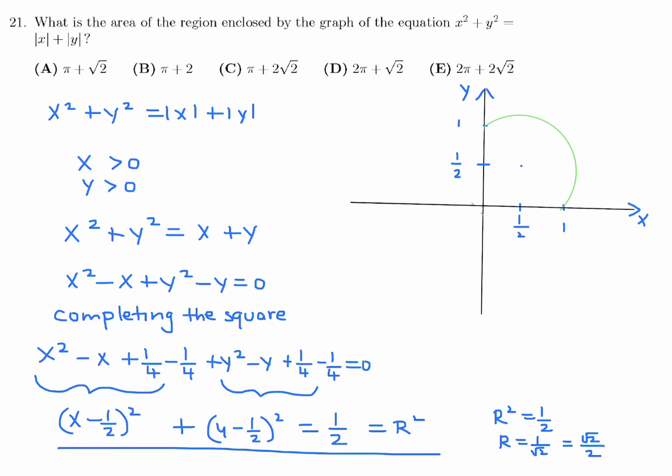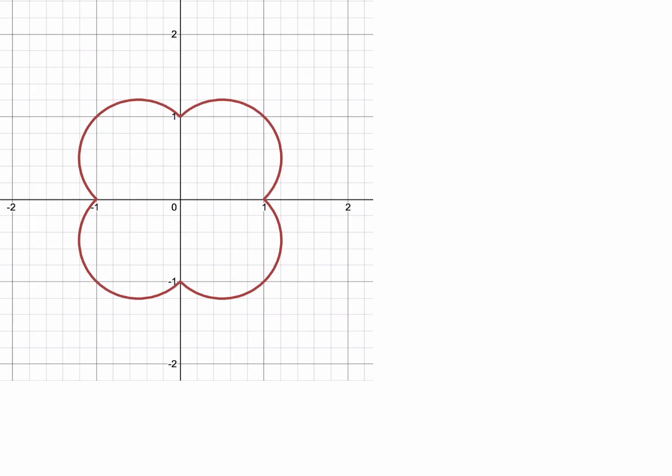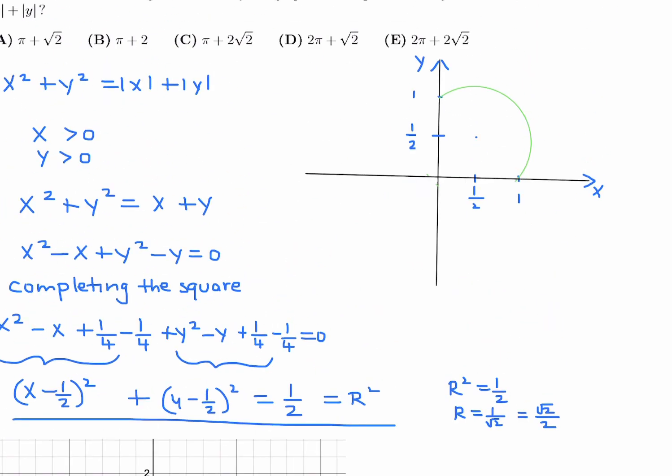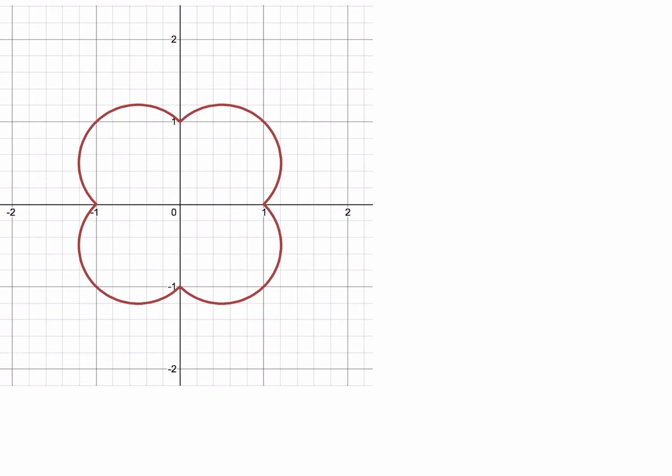All right, well, when you do the exact same thing in all the other quadrants, you get the following shape. And as you can see, just as before, quadrant 1 is pretty much a part of a circle, but then all the other quadrants are also, in a very similar way, parts of circles. So now we have to calculate the area of this region.